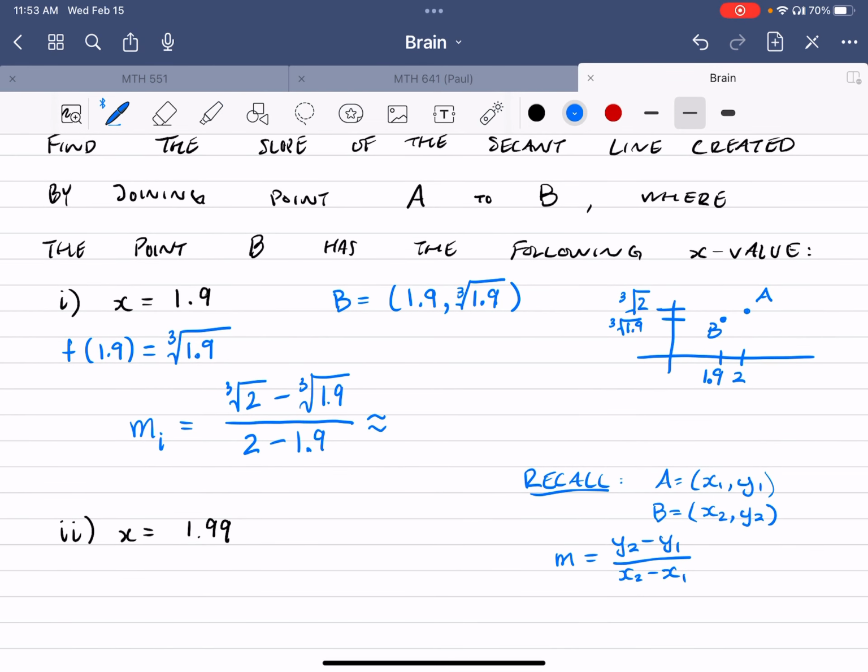Okay, and then now what I'm going to do is type this whole thing into the calculator to get an estimate that should be more precise than if we were to estimate what the cube root of 2 is and everything like that. So 2 to the 1/3 minus 1.9 to the 1/3, divided by 2 minus 1.9, and I get 0.213587. That looks good enough. Okay, so that's our slope for that one.